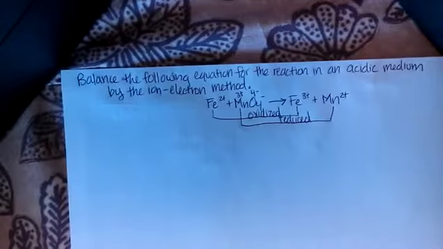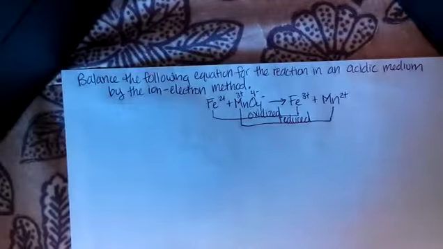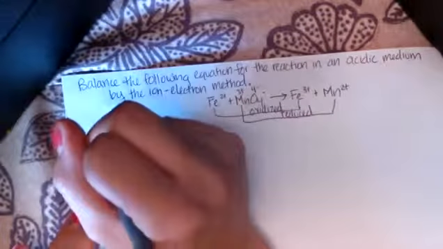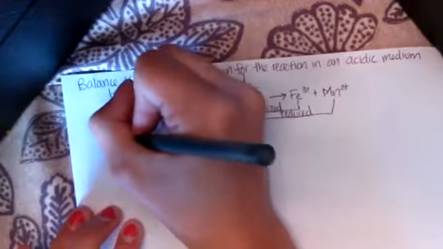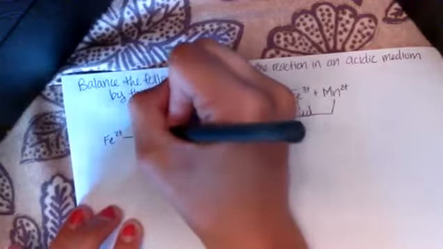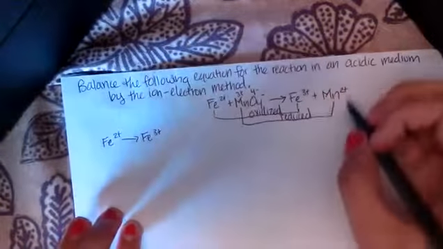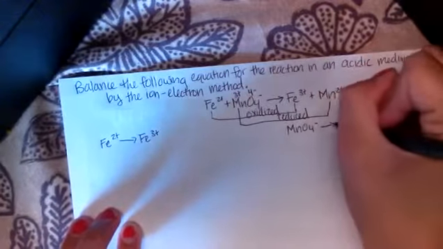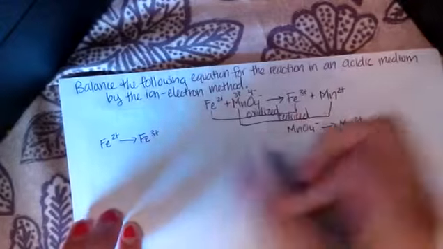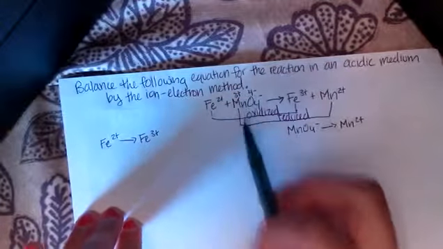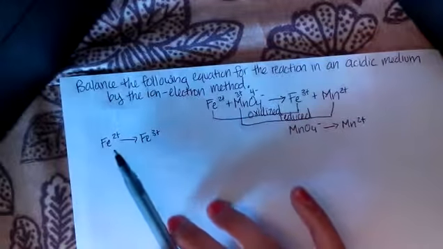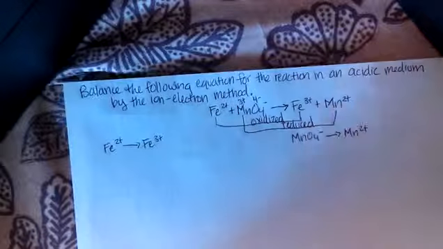Alright, so next you need to separate what is being oxidized and what is being reduced to help you balance charges, electrons, all that good stuff. So I'm just going to write over here Fe2 plus goes to Fe3 plus, and over here MnO4 minus goes to Mn2 plus. Again, I'm keeping with what I was showing you here with what's being oxidized and what's being reduced. So let's start over here with the Fe2 plus and the Fe3 plus.